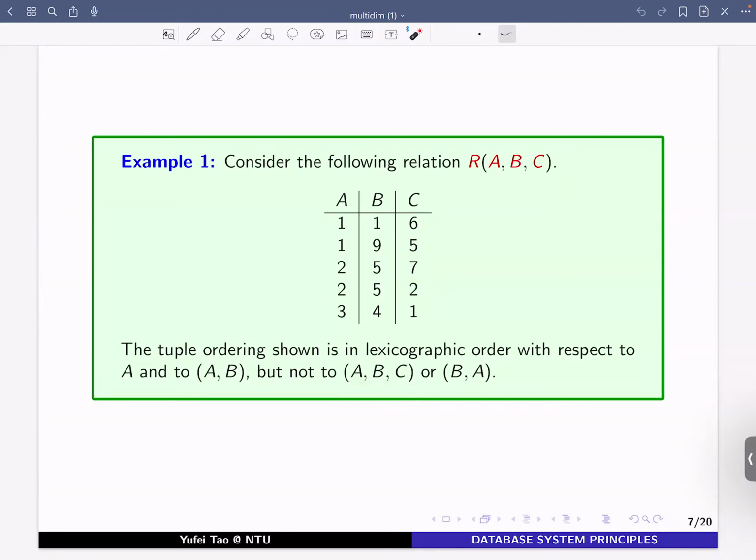And likewise, you cannot say that these tuples are sorted with respect to BA, okay? Because if you talk about the lexicographic order BA, you will have to be comparing two tuples based on their B values first, right? And then in this case, 341 will have to rank before 195, all right? But that's not the case here. So, I believe you have got a strong intuition about the definition of this lexicographic order.